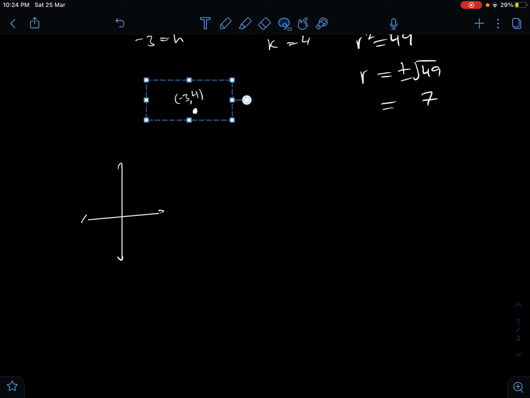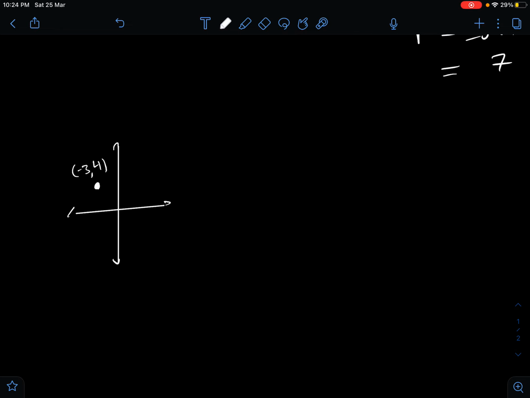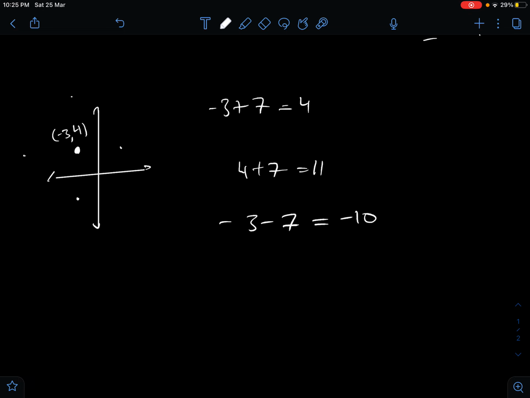So if we're trying to graph this now, let's draw a number plane here. I'm not going to fill in all the numbers, but we know negative 3 and 4 would lie somewhere around here, right? And for 7, this extreme point over here would be negative 3 plus 7, which is 4 on the x value. And then this extreme point up here would be 4 plus 7 equals 11 on the y value. This extreme point here, negative 3 minus 7 equals negative 10. And this point down here is 4 minus 7, which is negative 3.